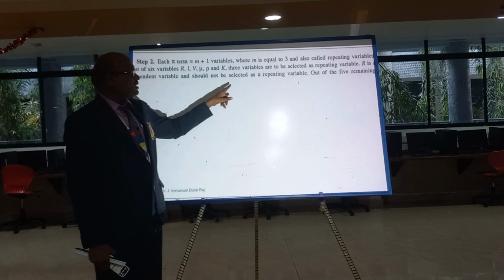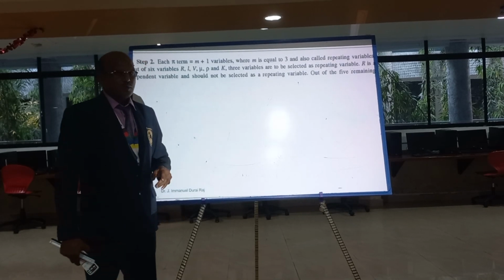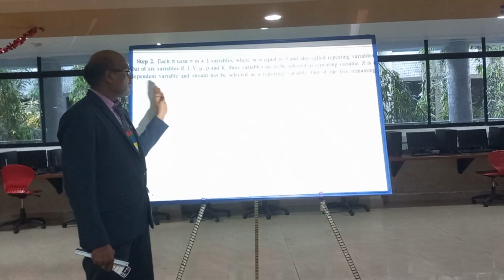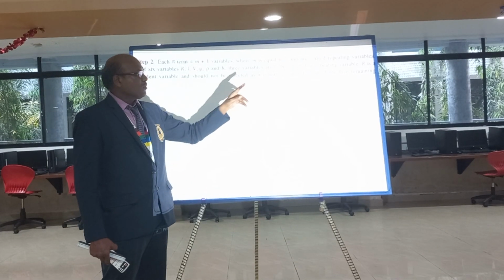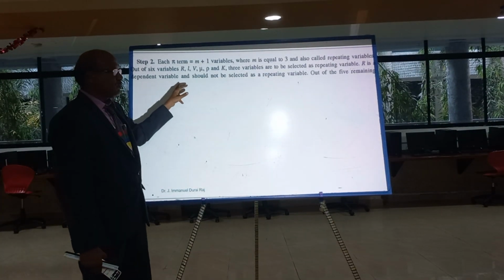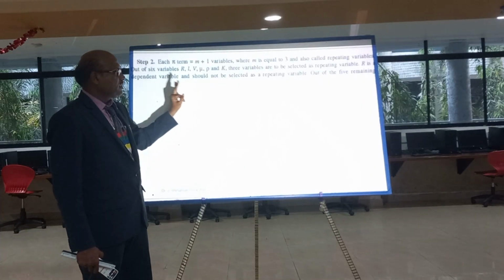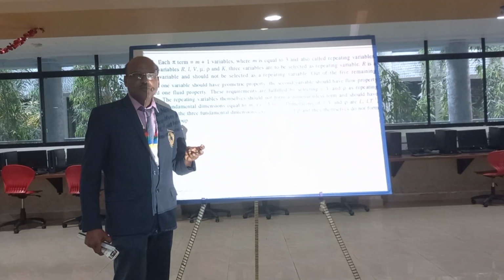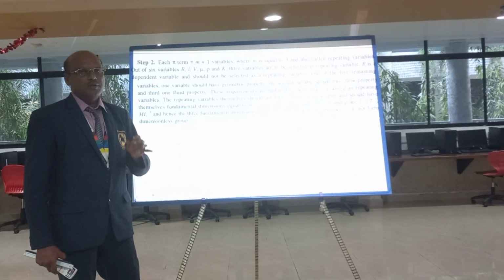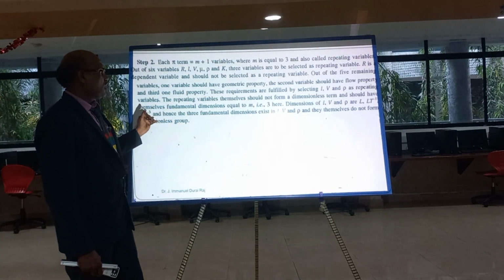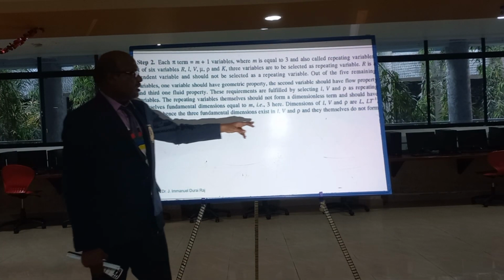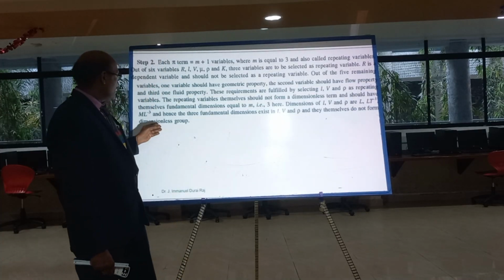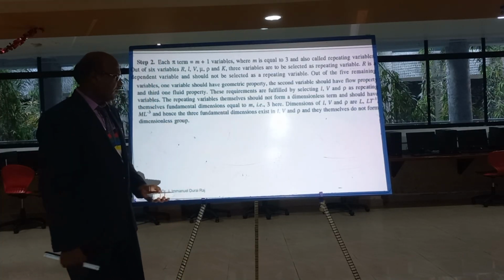Also, the repeating variables: out of 6 variables, 3 have to be selected as repeating variables. R is the dependent variable, so it should not be selected. Out of the remaining 5, I want to find 3 parameters. One should be geometric, one fluid, one flow property. Normally I will take L, V, rho as repeating variables.